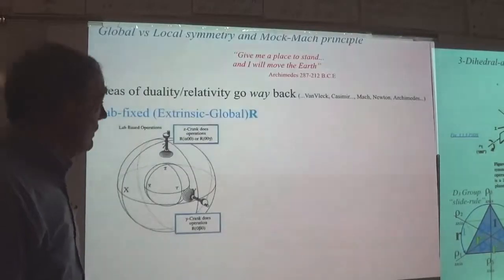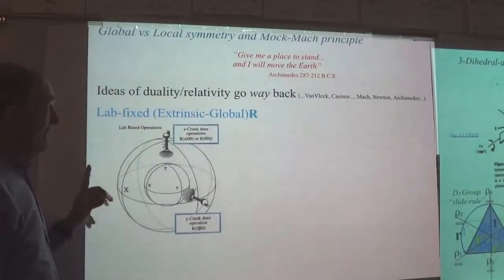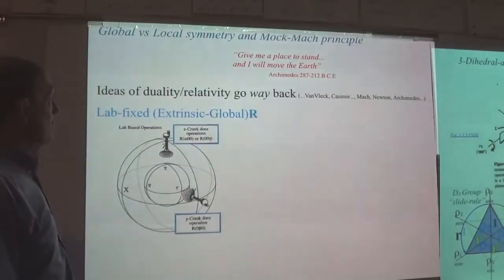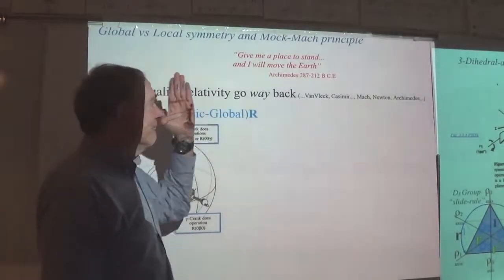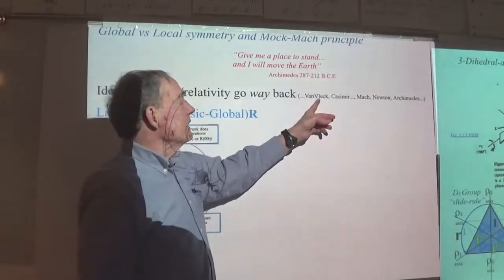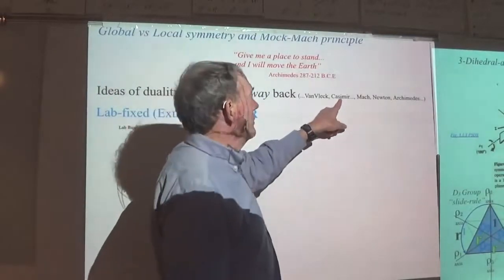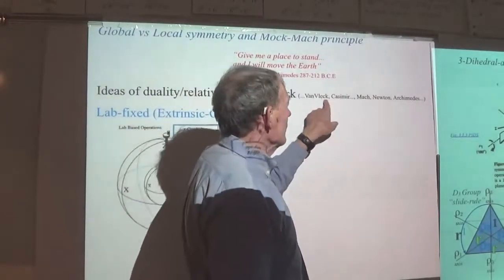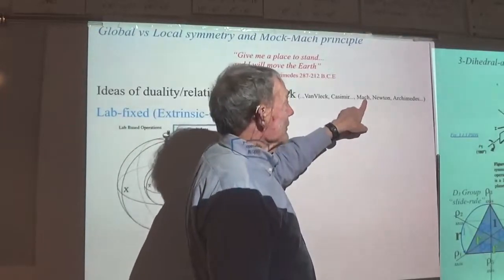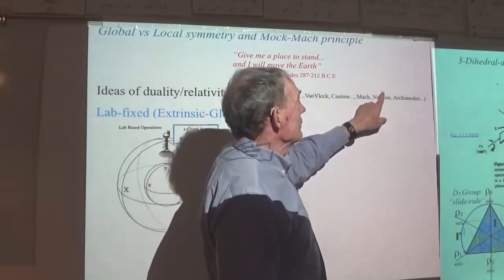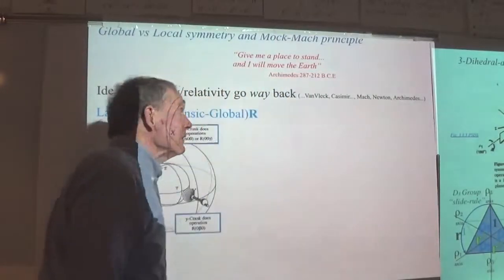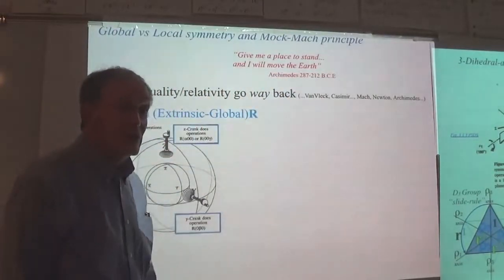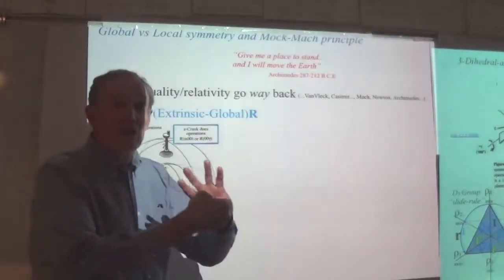So, once again, I want to make sure that you understand the Mach-Mach principle. And this is a duality relativity that goes by a whole bunch of names. Von Vleck, most recently Casimir, before him the Casimir operator for group theory is well known. Mach is the one that really was rattling Newton's cage. But then there's Archimedes. He says, well, I got to have a place to stand or I can't move anything. So always some relativity in this.